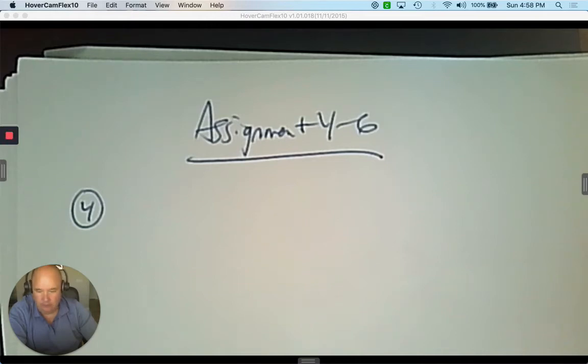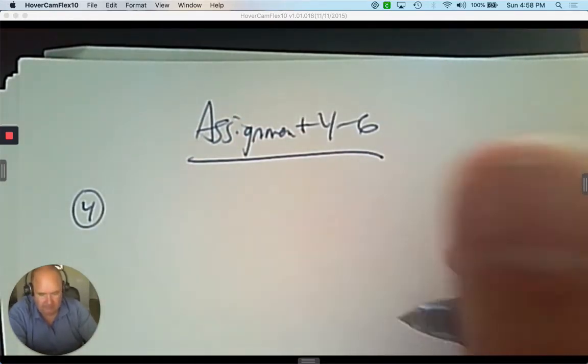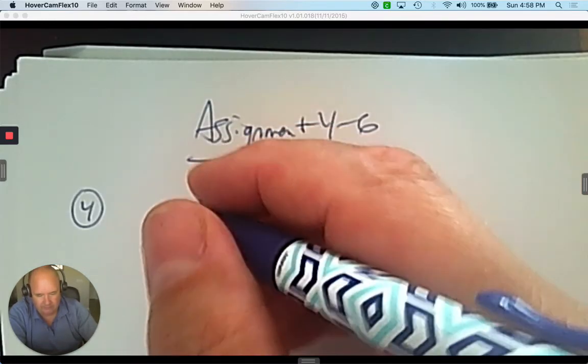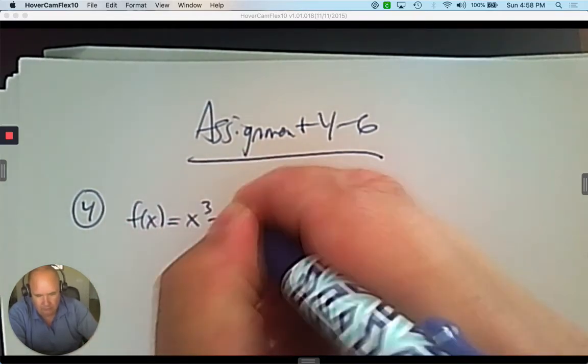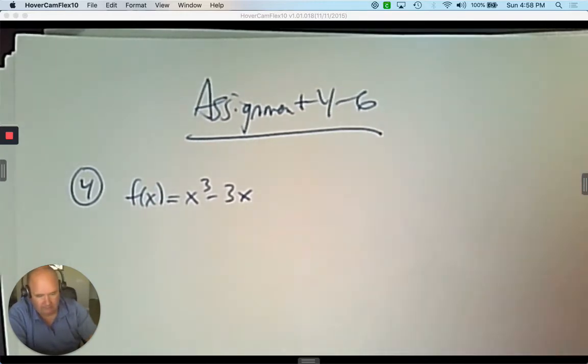All right, so here's number 4 for assignment 4.6. It says find the intercepts. You never know who's going to end up behind my shoulder here. That's okay. Find the intercepts, extrema, points of inflection, and then graph. So we have f of x equals x cubed subtract 3x. We're going to do all kinds of analysis, then graph it without a calculator.